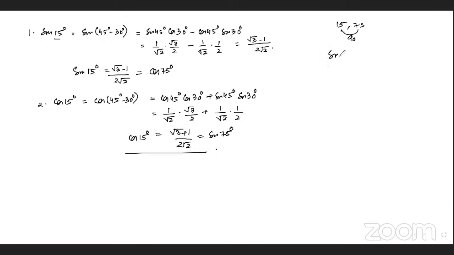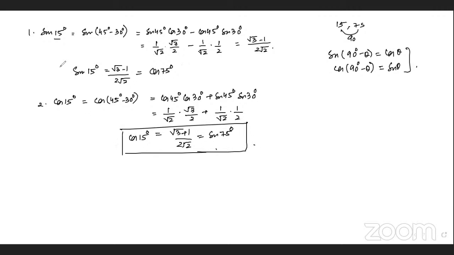आपको कल हमने बताया था कि sin of 90 degree minus theta is equal to cos theta, and for that matter cos of 90 minus theta is equal to sin theta. And this is equally true for other trigo ratios like tan, cot, sec, cosec. ये बात समझ आ रही है सभी को कि नहीं? Tell me quickly. So sin 15 is equal to cos 75, and cos 15 is equal to sin 75. You can just put them in a block so that you can easily identify it.